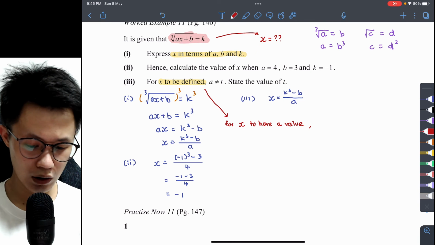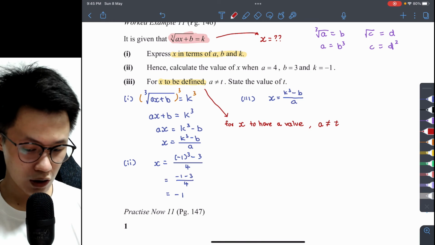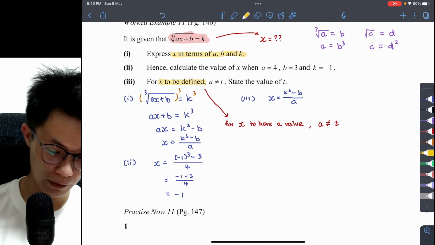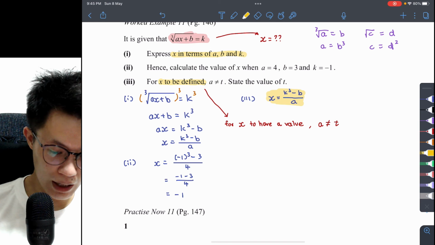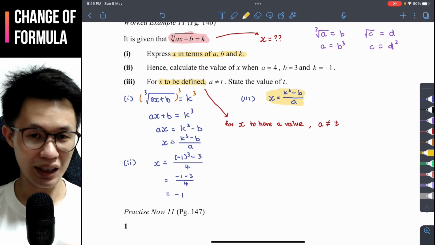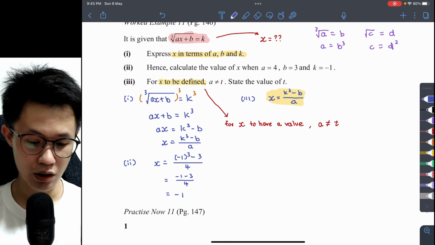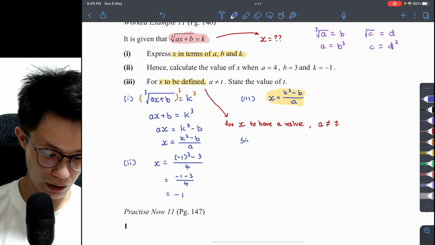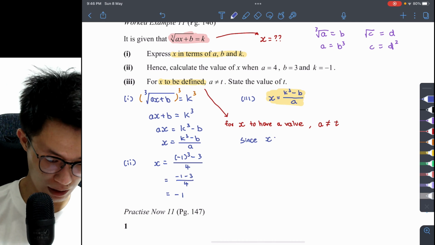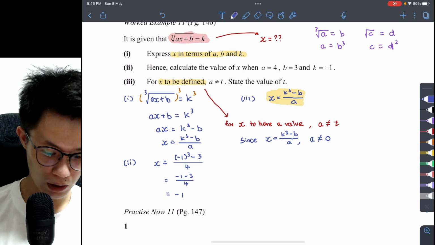So a must be not equals to t. And what is t? That's what the question is asking you. So we're going to look back at this formula that we have found. We realize that a is actually in the denominator. I say again, a is actually in the denominator. So what cannot be in the denominator? The denominator here cannot be equal to 0. Since x equals to k cubed minus b over a, a cannot be equal to 0. Therefore, the value of t is equals to 0.